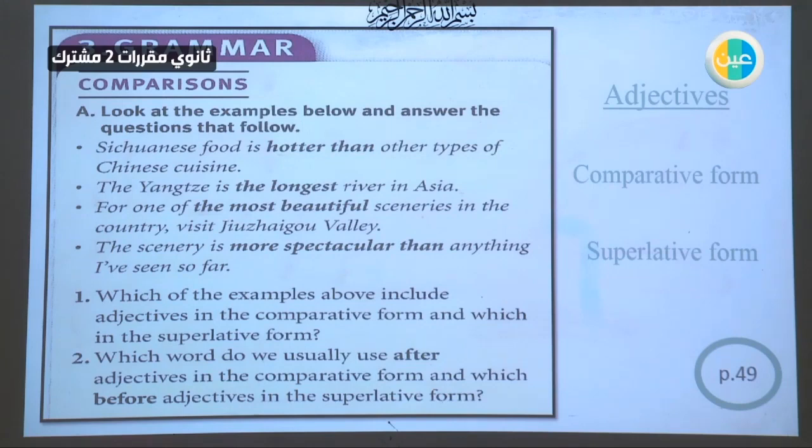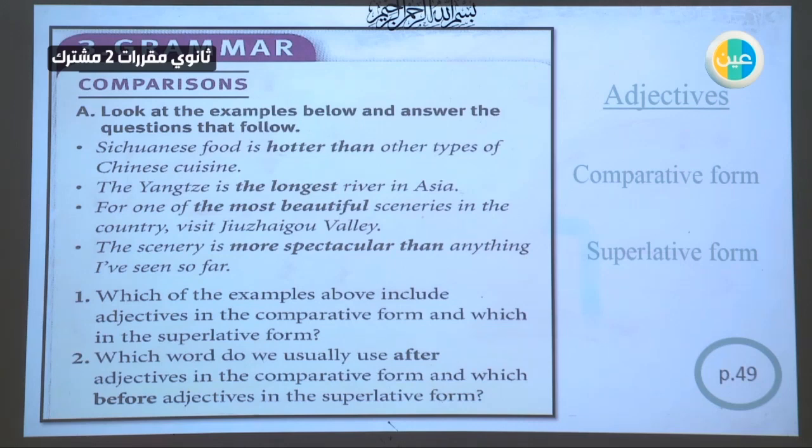Now, in the passage, these sentences were mentioned. The first sentence, Sichuanese food is hotter than other types of Chinese cuisine. The Yangtze is the longest river in Asia. For one of the most beautiful sceneries in the country, visit Zhujiagou Valley. The scenery is more spectacular than anything I've ever seen so far.